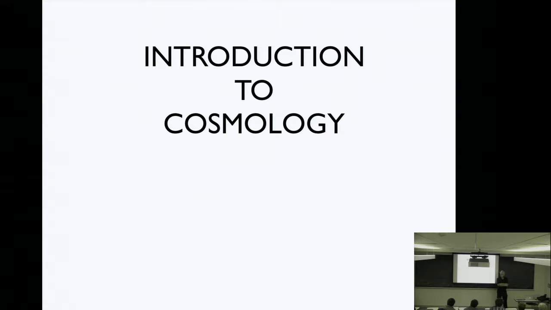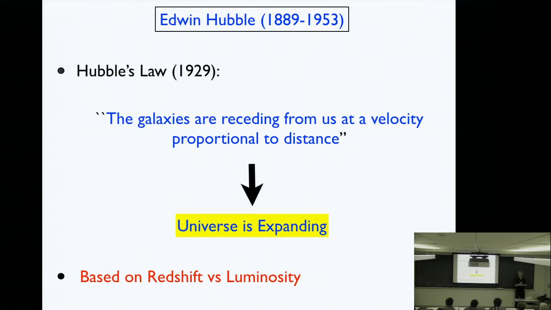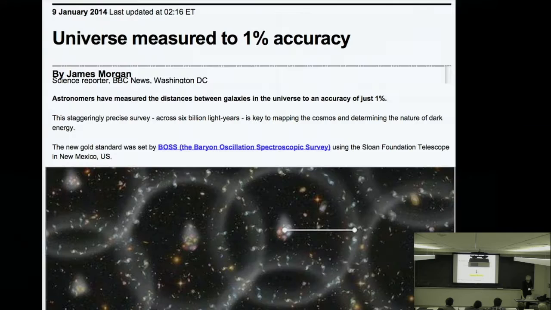Okay, so now, just to put it in a historical context, here's a quick introduction to cosmology. 1929, Hubble's law, apparently due to Hubble, possibly not. The galaxies are receding from us at a velocity proportional to the distance. The universe is expanding. It's based on redshift versus luminosity.